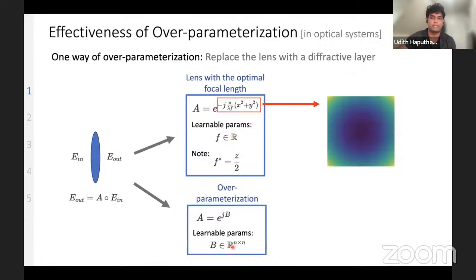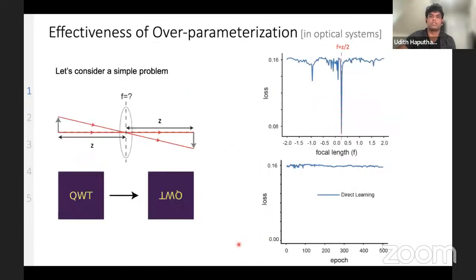So there are a lot of parameters there. We are trying to learn all n squared variables here. So that's how O parameterization comes into play. Going back to the previous example, if we use the O parameterization, the loss reduces very smoothly, and it gives our expected results.